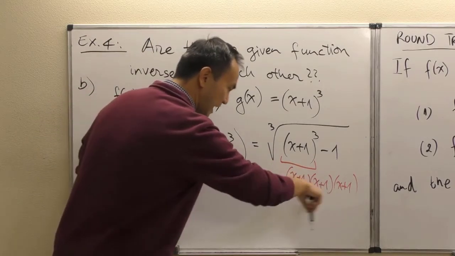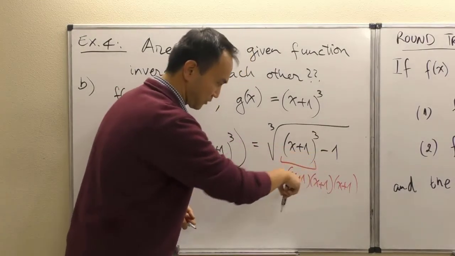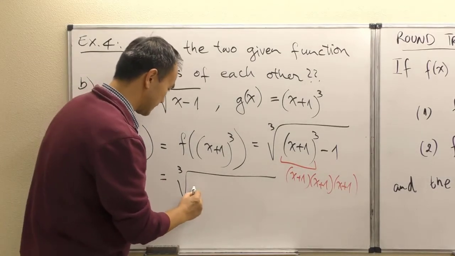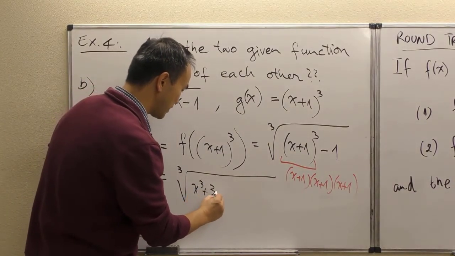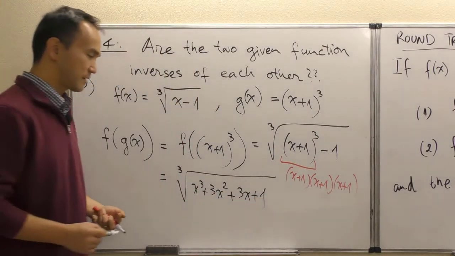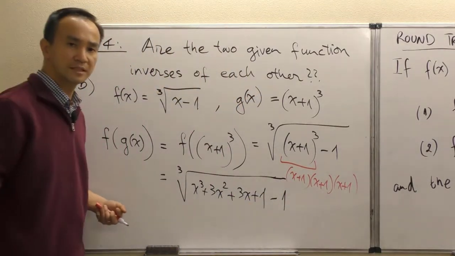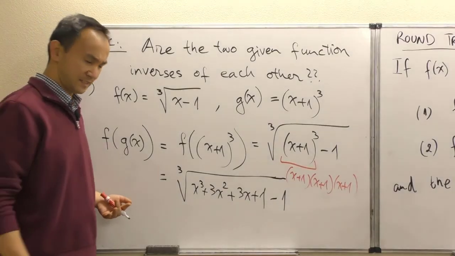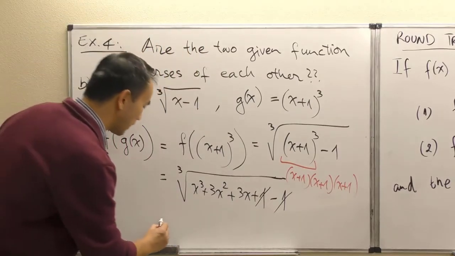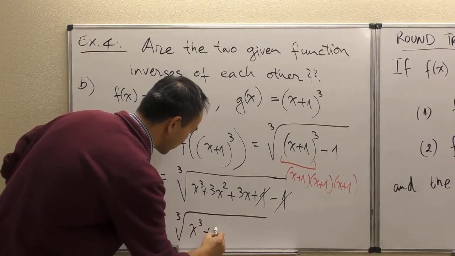After the foiling work right here, before subtracting 1, the simplified final form is x cubed plus 3x squared plus 3x plus 1. Now comes a minus 1 inside the cube root. We see that we can cancel the 1 here. But after canceling that 1, we are about to run to a dead end right about here.